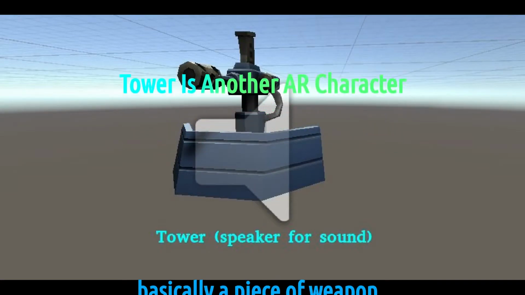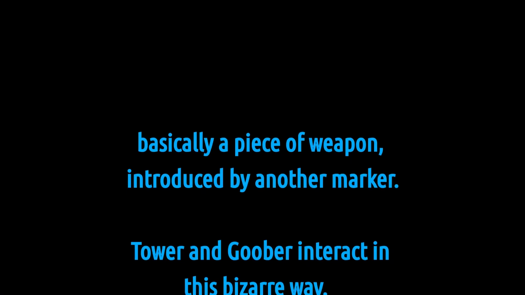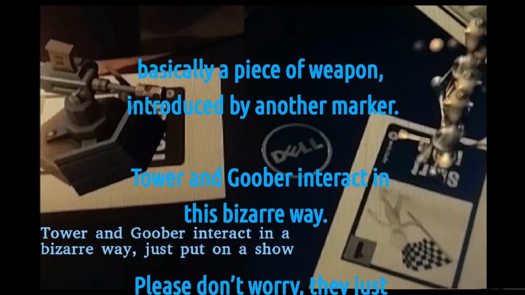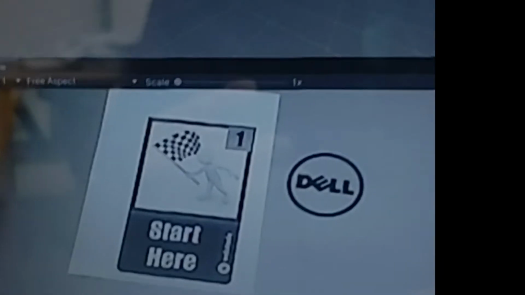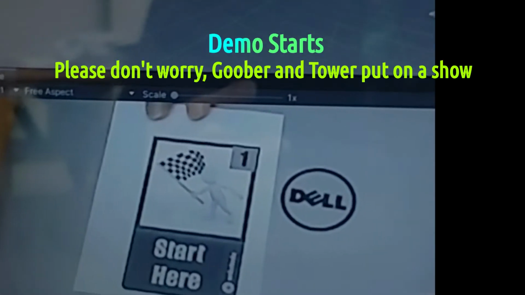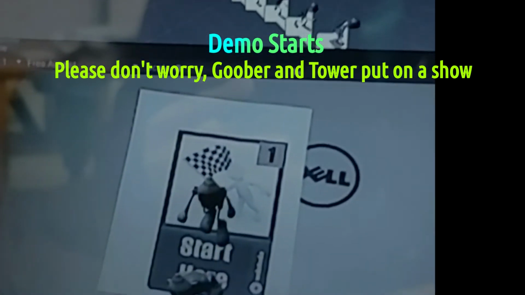Tower is another AR character, basically a piece of weapon, introduced by another marker. Tower and Goober interact in a bizarre way. Please don't worry, they just put on a show. Demo starts. Again, please don't worry, Goober and Tower put on a show.